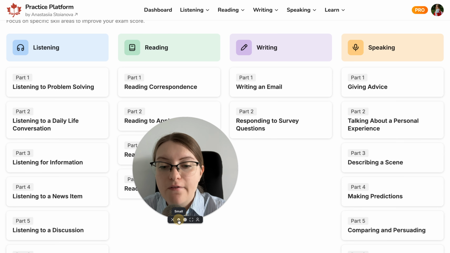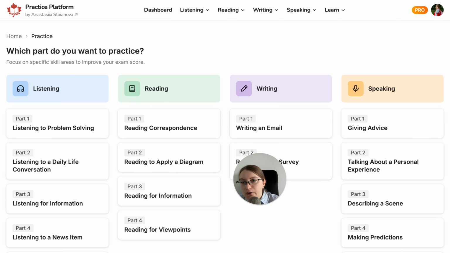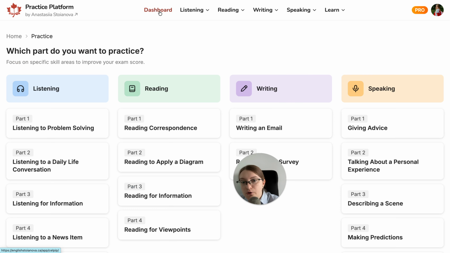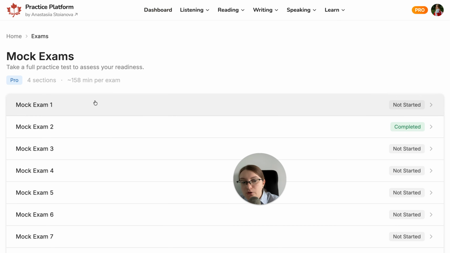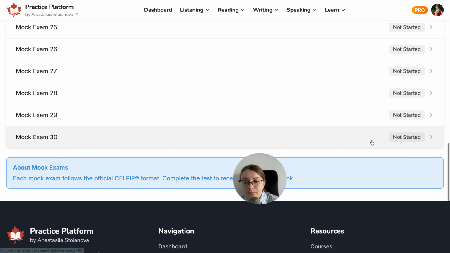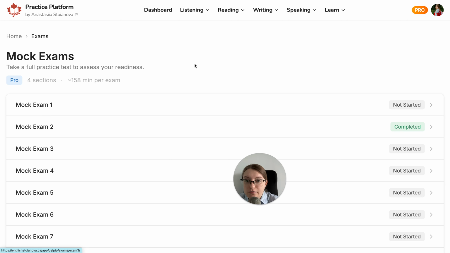We also have, by the way, just want to show you here, once you finish, you have the dashboard, you have practice mode as well. Oh, you have mock exams. You could practice the whole exam, and you will see your scores. It's all the official CELPIP format. It gives you the detailed feedback.